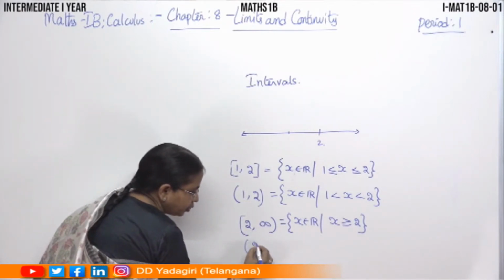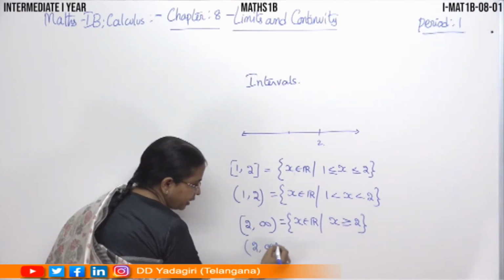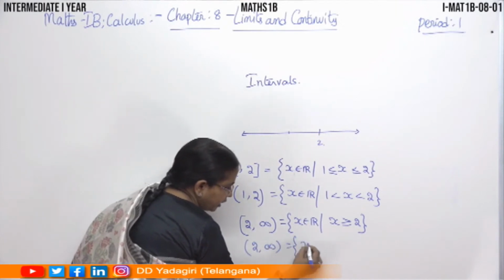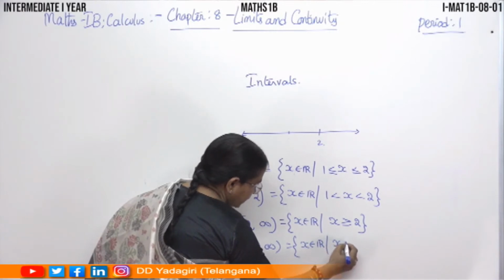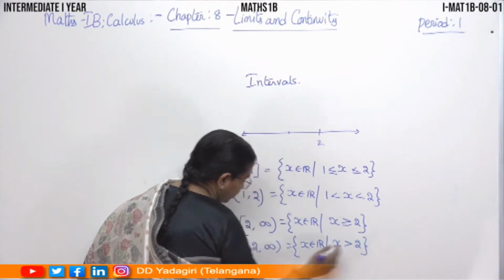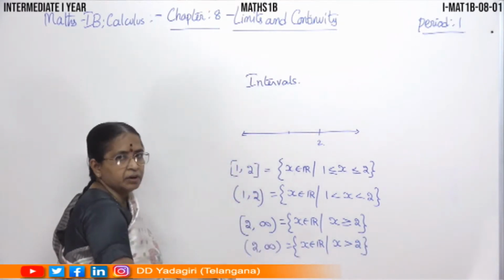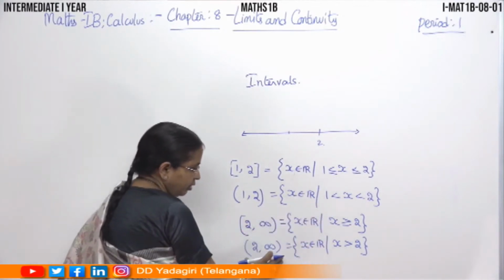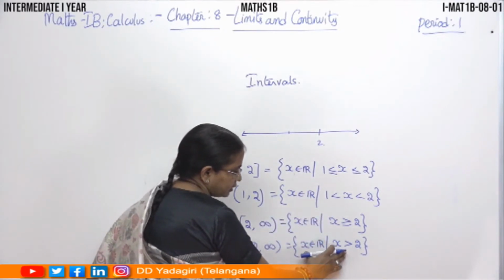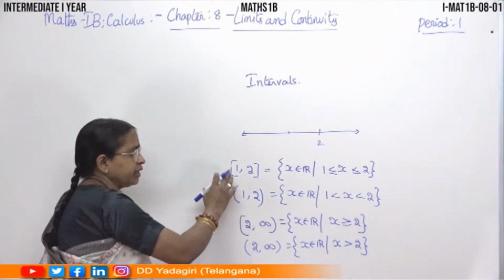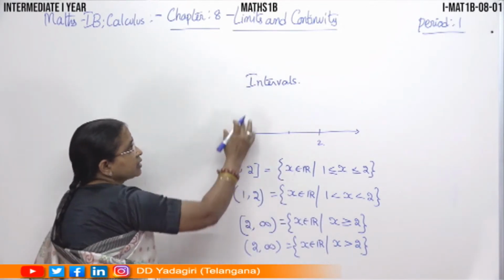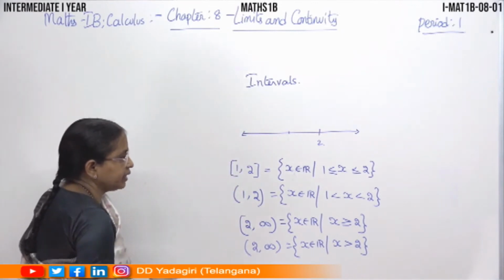Suppose I write (2, infinity) like this. Then it is the set of all real numbers such that x is greater than 2. 2 is not included, but from the next real number onwards to infinity, all real numbers are there in this set. So all these intervals are infinite sets. These are called intervals and they are all infinite sets.